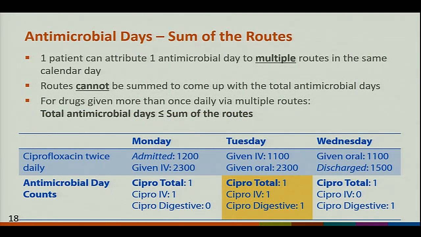So when you are reviewing your data and you're looking at your total antimicrobial days and your routes of administration, you cannot sum the routes to come up with your total. So it should be a separate calculation. Like in our example here, for drugs that are given more than once a day via multiple routes, it's very likely that your total antimicrobial days will be less than or equal to the sum of the routes. So in the highlighted box here, you can see that Cipro total antimicrobial days was just 1, but yet that same patient was able to attribute 1 IV Cipro day and 1 digestive Cipro day.